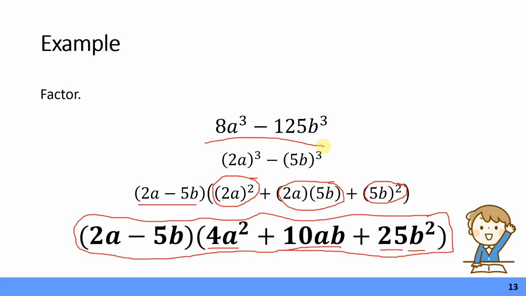So when we ask you to factor, again, ask yourself, what's the greatest common factor? And then you ask yourself, does this one fall into one of the three different binomial formulas?